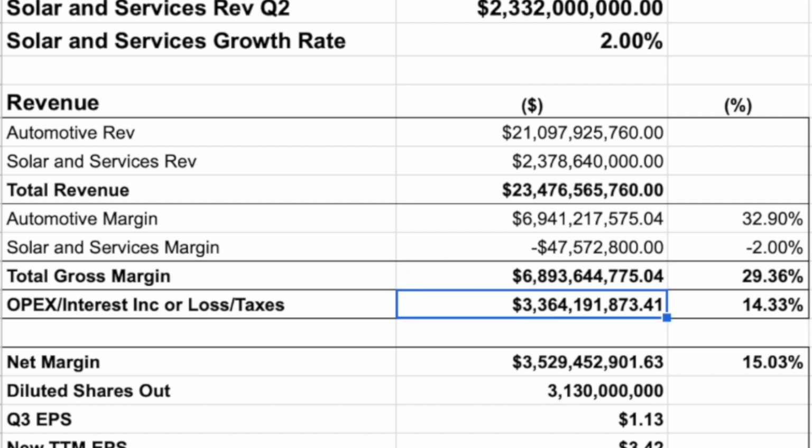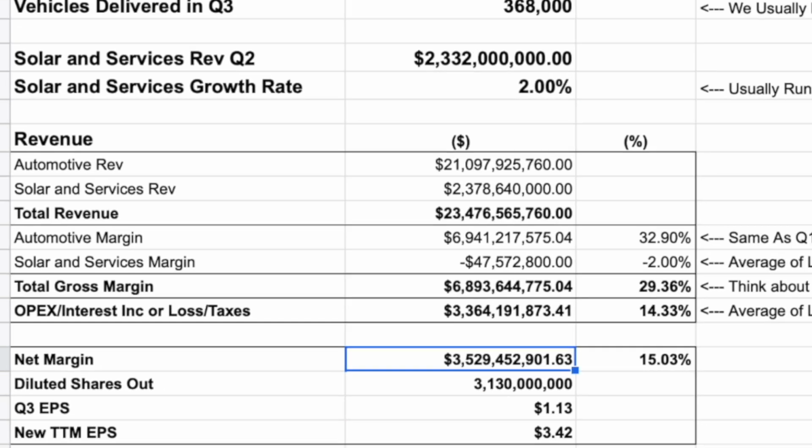Now right here, you can see that over the last 5 quarters, our OPEX, interest income, losses, and taxes usually come to about 14.33%. So that's what we're going to be multiplying this by here as well. And you can see that's about $3.364 billion of OPEX, interest, losses and taxes and different things like that, money that's got to come out of this gross margin, leaving us with a net margin of $3.529 billion, or essentially a 15% net margin.